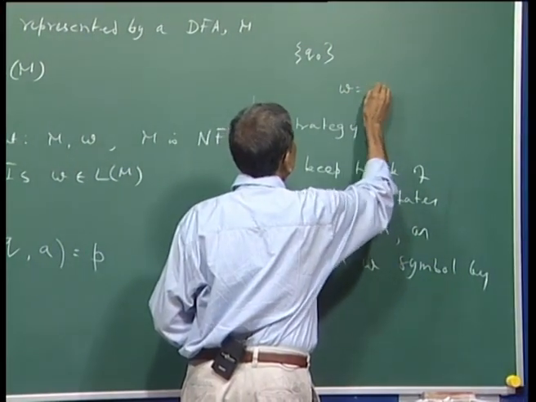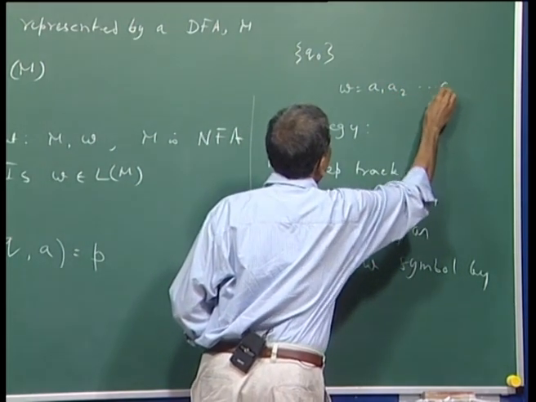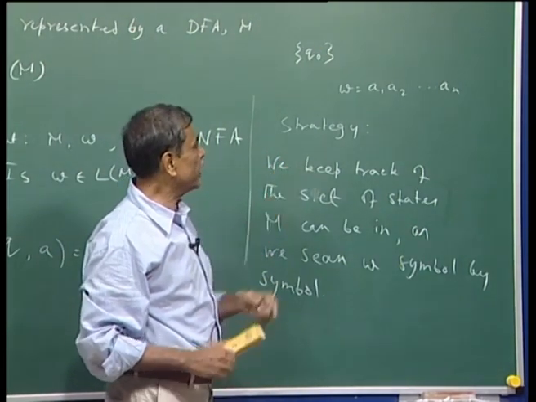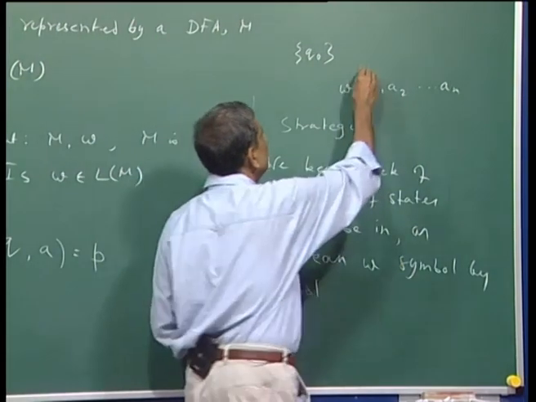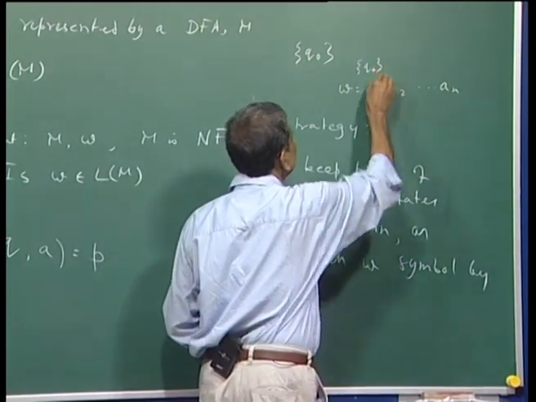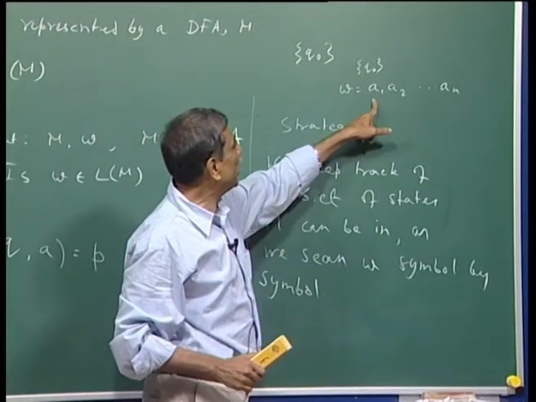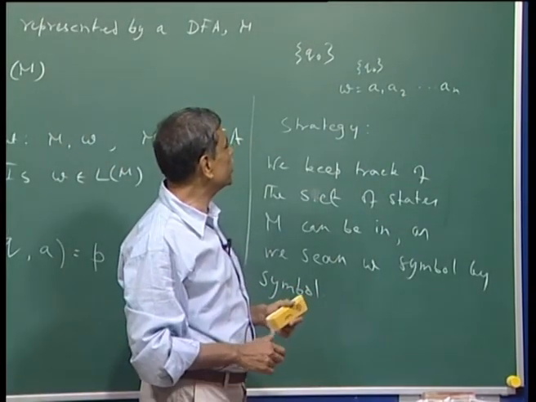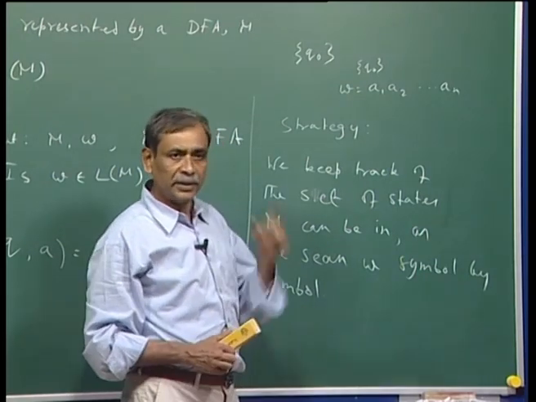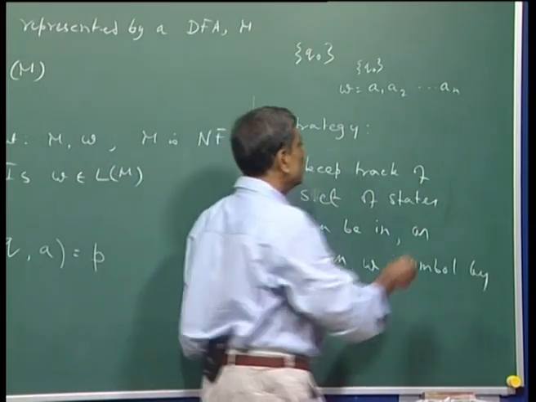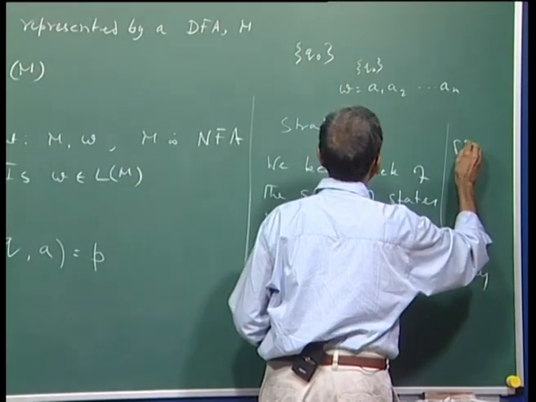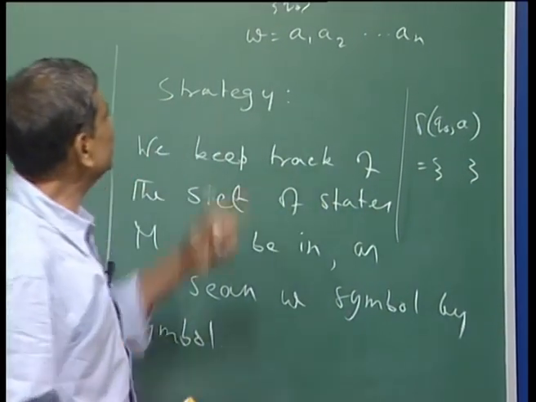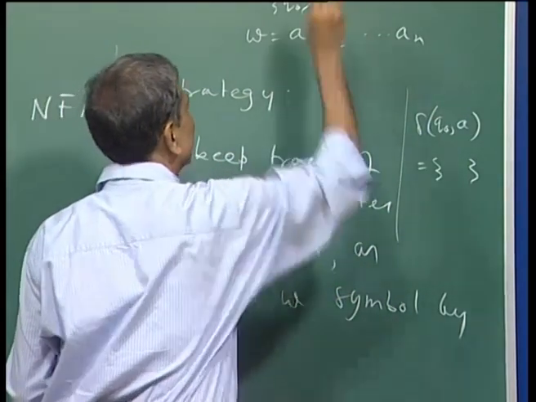Suppose W is of the form A1, A2, ..., AN. So, W is a string with n symbols. Right now the set of states the machine is in is Q0. Then when A1 comes, we know which states it can be in after A1. It is precisely the set of states given by the transition function delta of Q0 and A1, that will provide me with a set of states. These are the set of states M can be in.